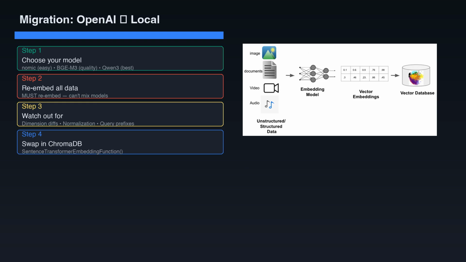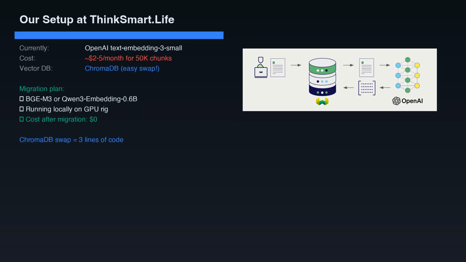Migrating from OpenAI to local is straightforward, but requires re-embedding all your data. You can't mix embeddings from different models. They live in different vector spaces. Watch out for dimension differences, normalization requirements, and query prefixes that some models expect.